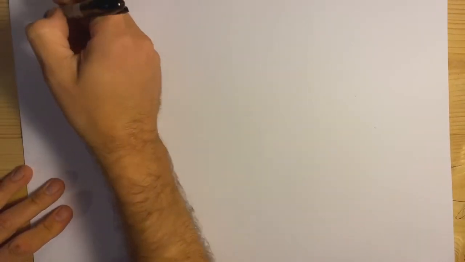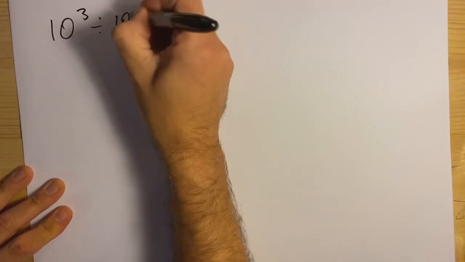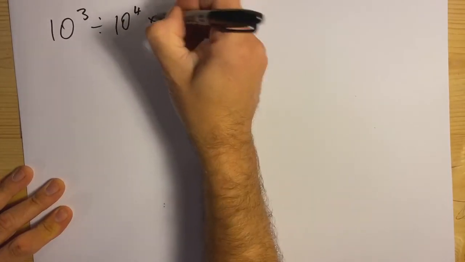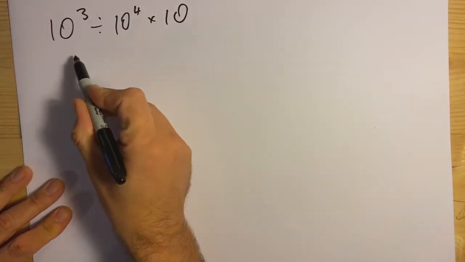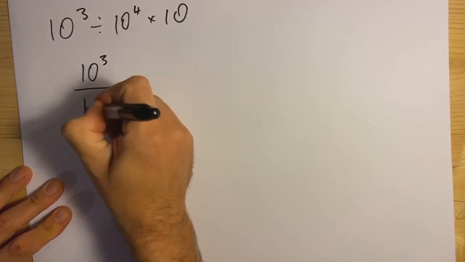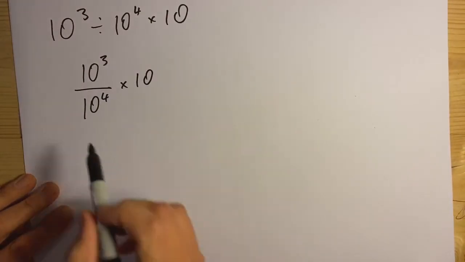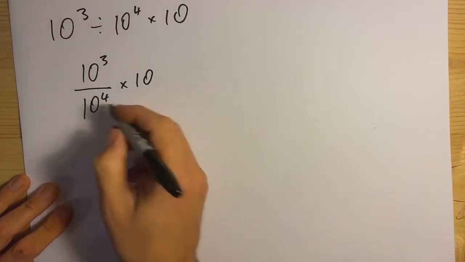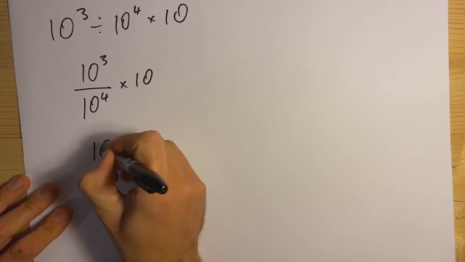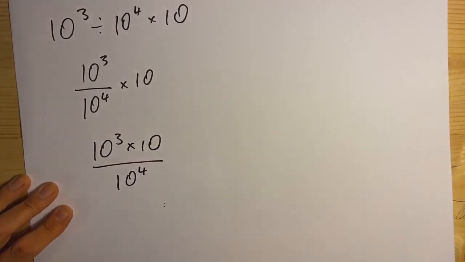Let's have a look at question 1D. This one is just a bit of BODMAS. So 10 cubed divided by 10 to the power 4 times 10. So another way of writing that, and I think a better way of writing that, would be 10 cubed over 10 to the power 4 times 10. Now again, I think that some people aren't fully aware of this, that this is exactly the same as writing 10 cubed times 10 over 10 to the power 4.